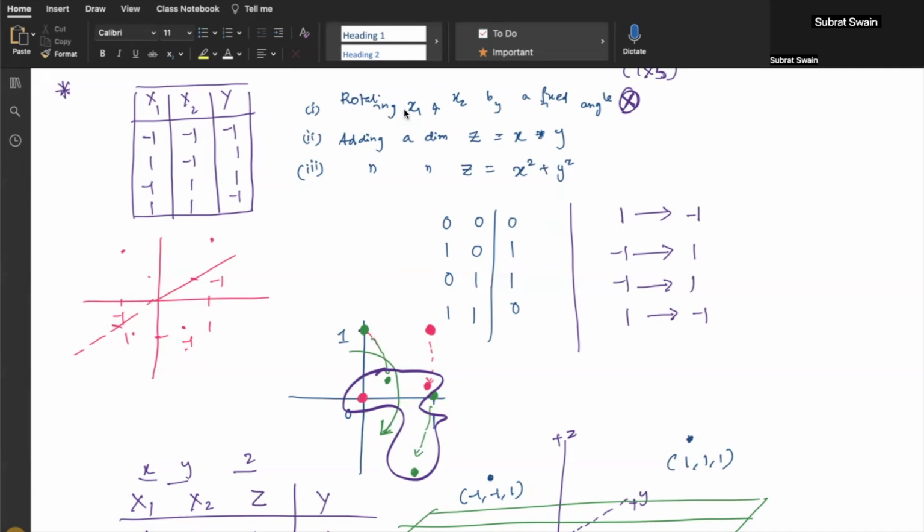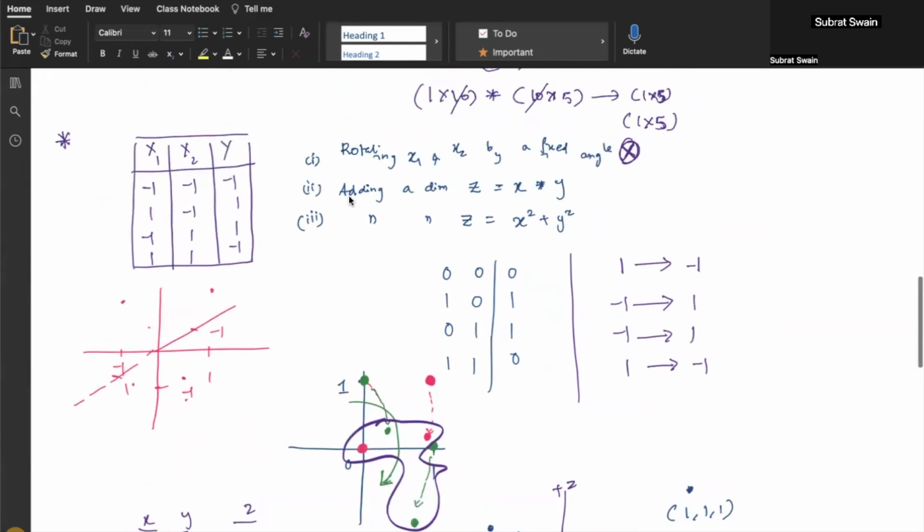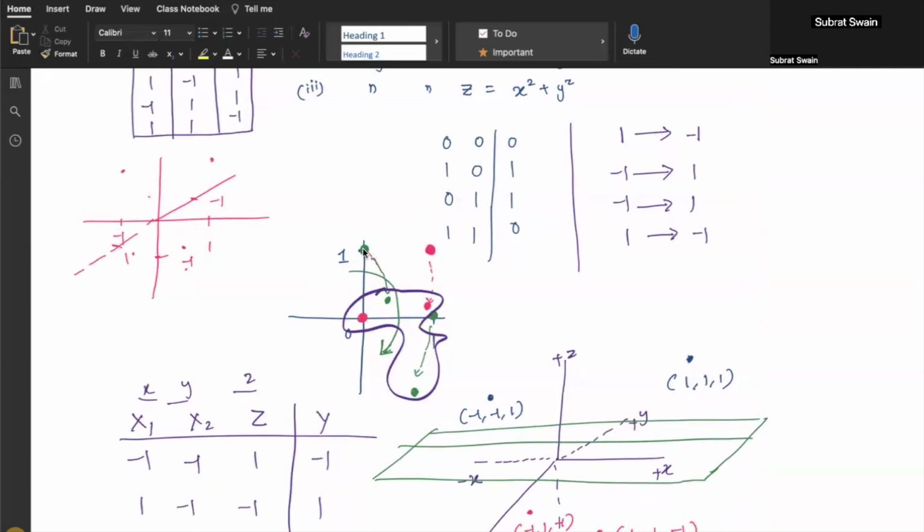Okay, so I'm going to explain this question. Let's say you have this XOR function, right? XOR function is not actually linearly separable. But what we can do is, let's say, rotating x1 and x2 by a fixed angle. Rotating x1 and x2 by a fixed angle will not change anything because it will be moving on the same plane. As you can see, as I have noted here, it is moving on the same plane and we're moving everything 90 degrees, right? So that's not going to work. Okay.